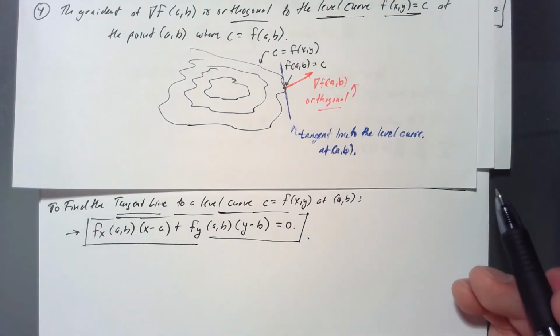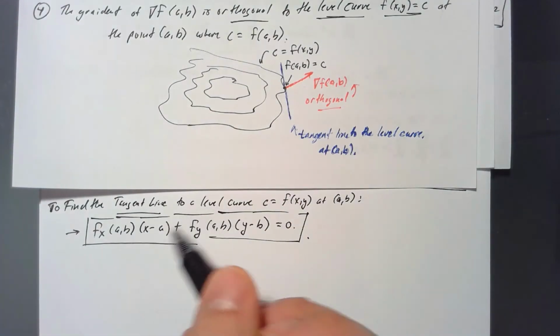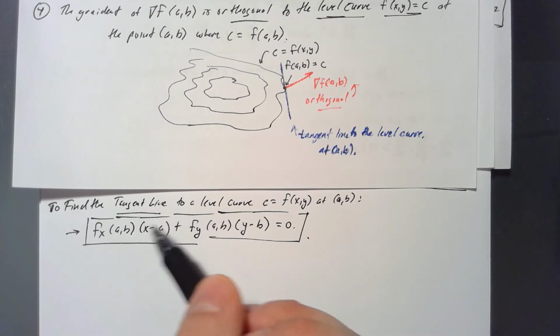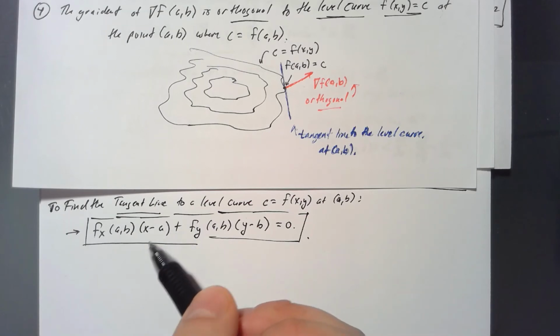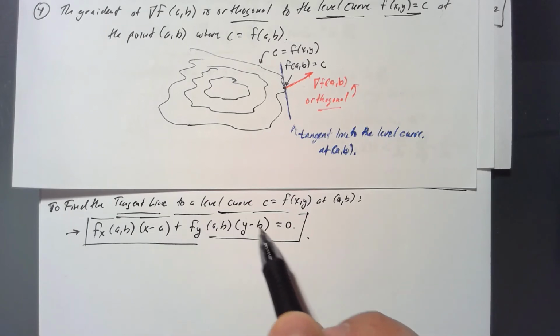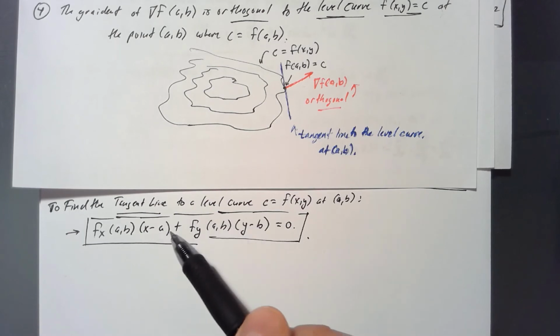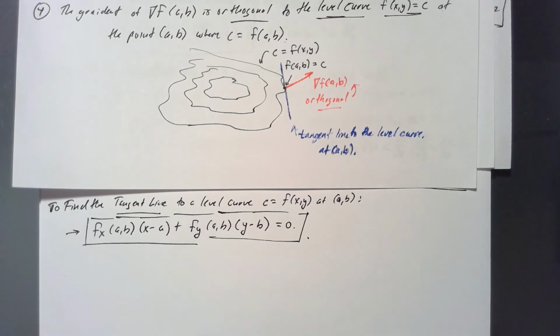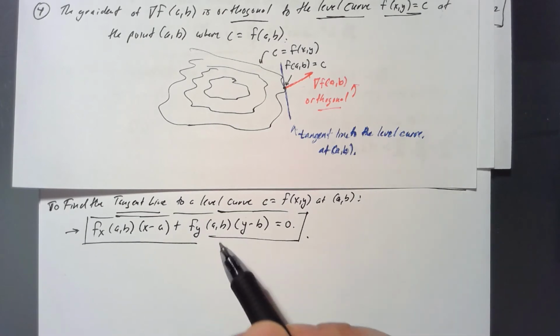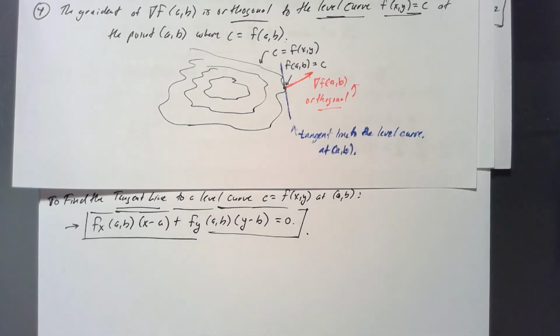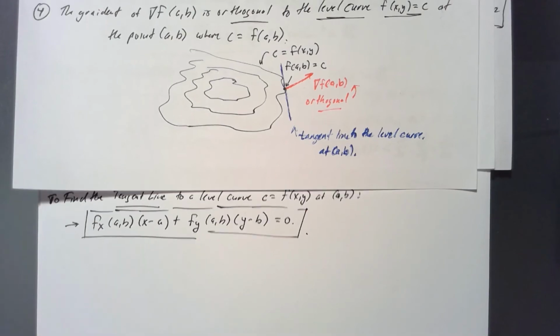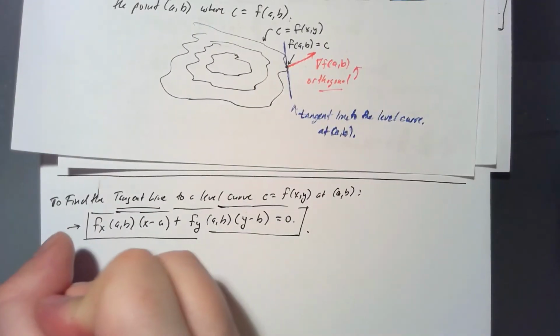You could represent this as the gradient of f at AB dotted with x minus a and y minus b, but this is just a point, it's not a vector, so using the gradient notation here would not be really necessary. Let me look at a basic example here, and that's really it for this section.